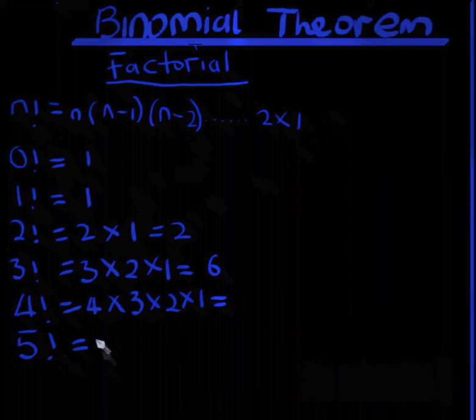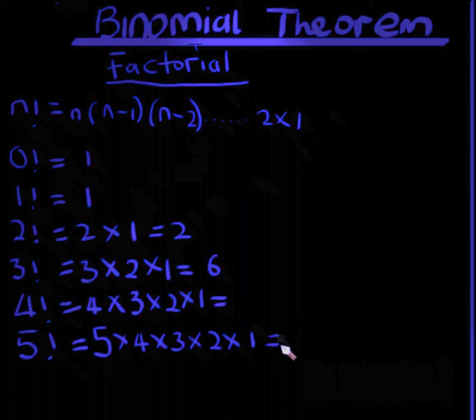5 factorial would give us 5 times 4 times 3 times 2 times 1. Now you can put the values. For the 4 factorial, 4 times 3 gives us 12, and 12 times 2 gives us 24, and 24 times 1 will still be the very same 24.